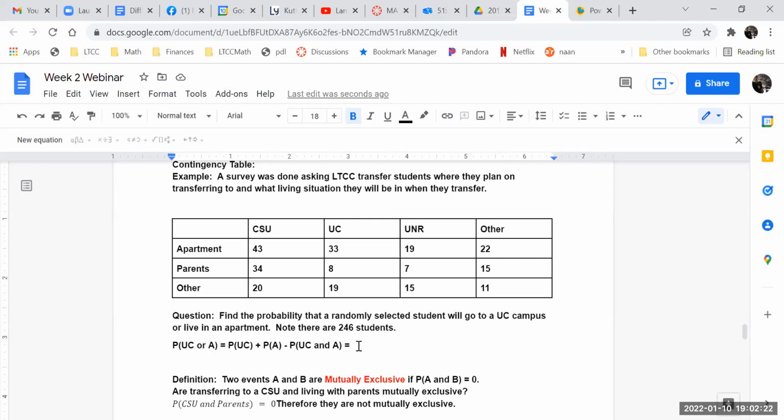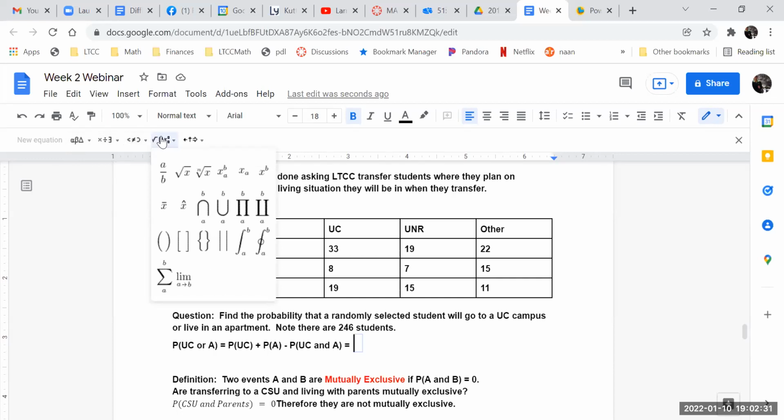Okay, the good news is that with the contingency table, this is not that hard. All we do is write these down. So, the probability of going to a UC campus. What I'm going to do is make a fraction.